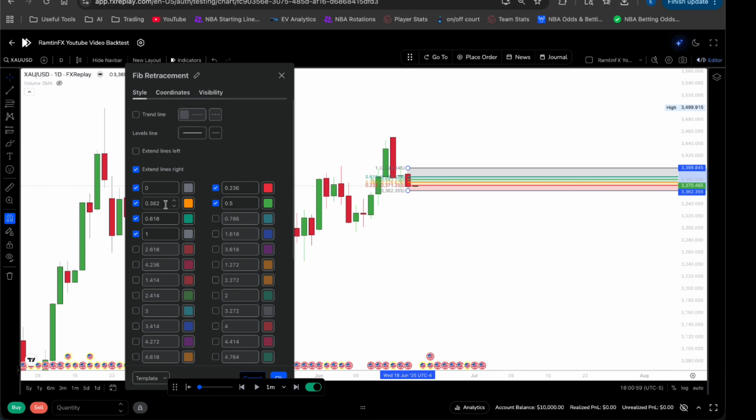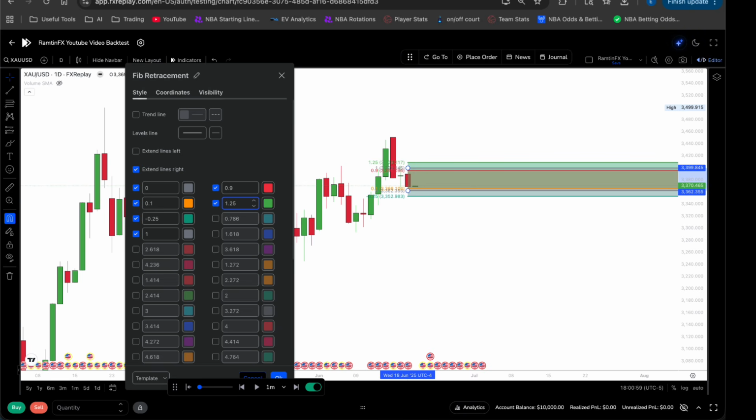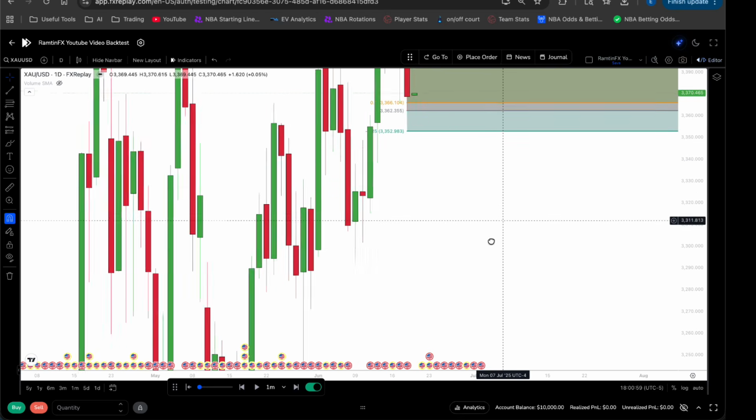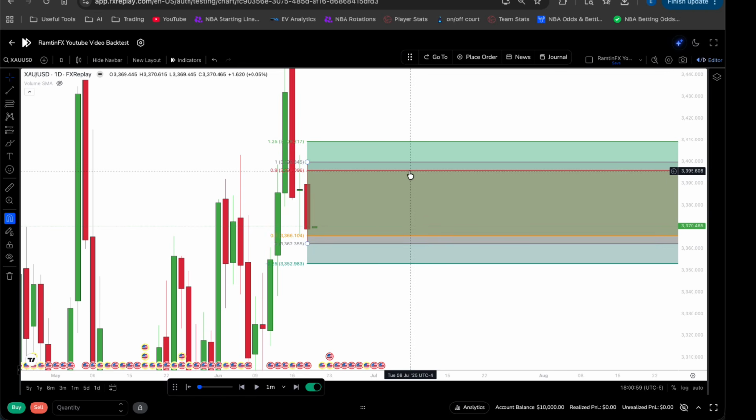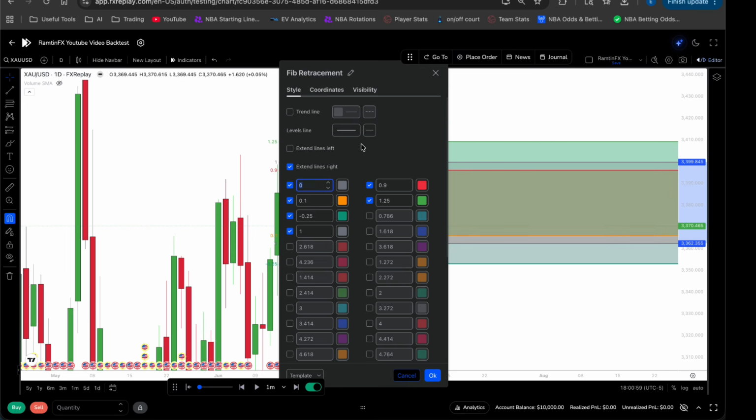until we put the values of those levels in. So then what we're going to do is put our values for the fib settings. We have our 0, we need a 0.1, we need a minus 0.25, we need a 0.9, and we need a 1.25. Now, the fib should already look a lot better, but we're going to make a couple other changes.